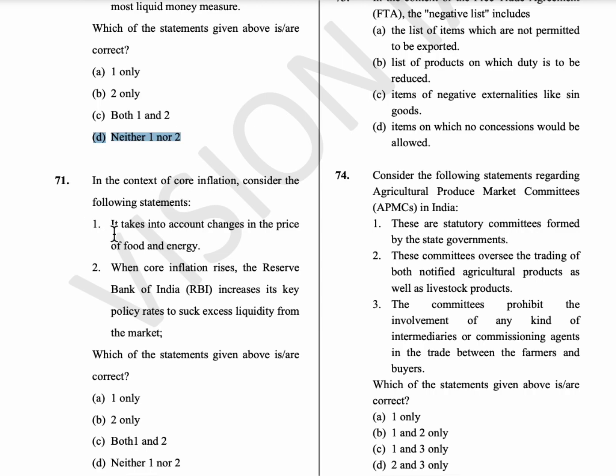It takes into account changes in the price of food and energy. So here it doesn't take food and energy prices. Okay, so we know core inflation is the change in the cost of goods and services, but it does not include the prices of food and energy sector. So first statement is wrong. Second statement, when core inflation rises, RBI increases its key policy rates to suck excess liquidity from the market. So second statement is correct. So option B.